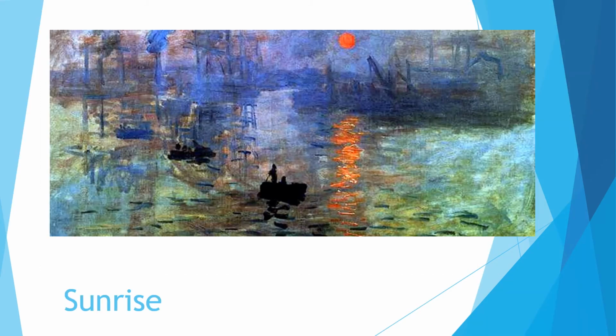Here is an example of one of Claude Monet's most famous paintings. The title of this is Sunrise. Notice the squiggly lines and the attention to shadow and light. Notice that it doesn't look exactly like a photograph of boats on the water at sunrise, but we can definitely tell that's what it is.